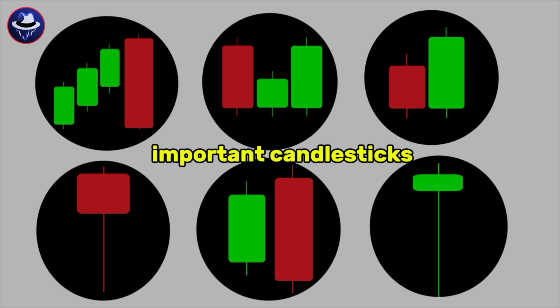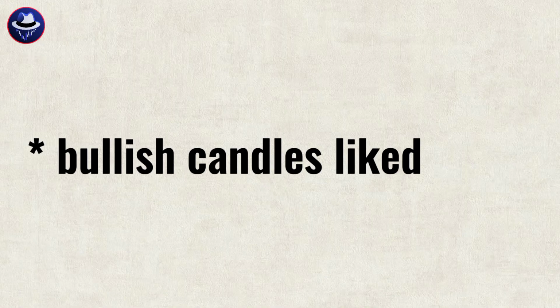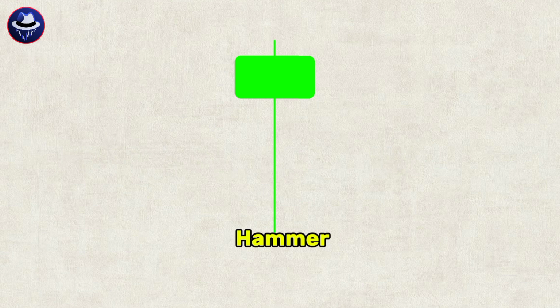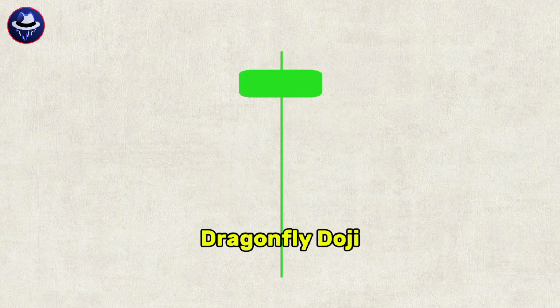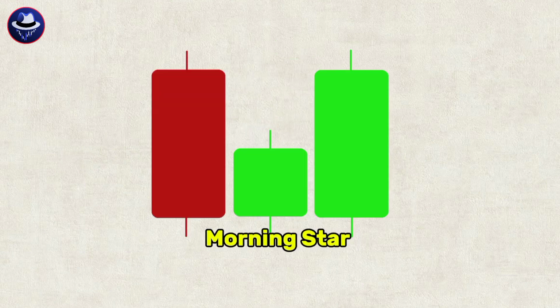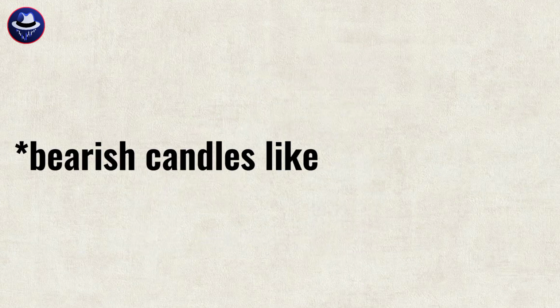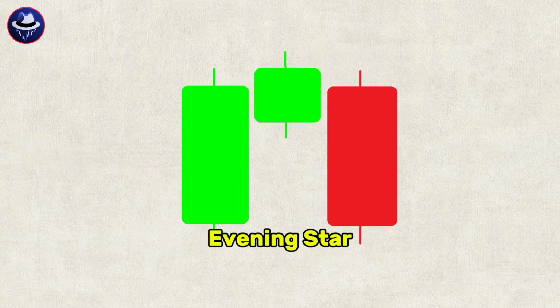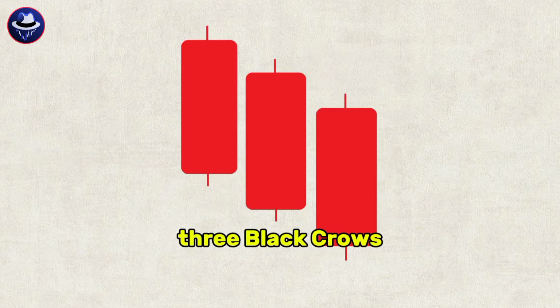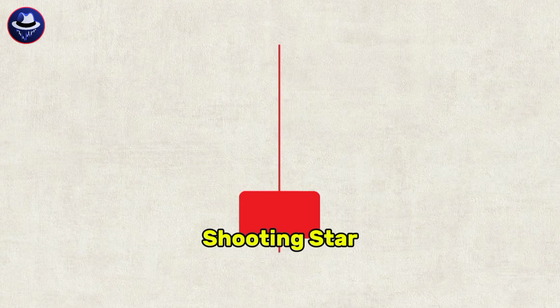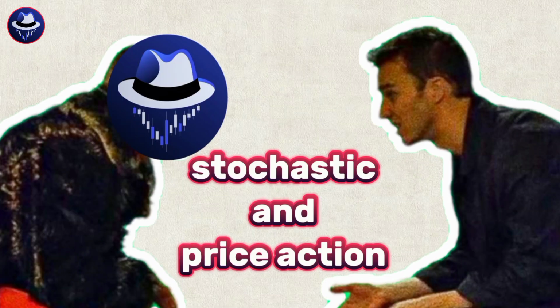First, a quick recap of the important candlesticks you learned in the last 2 episodes. Bullish candles like hammer, bullish engulfing, dragonfly doji, morning star, 3-line strike, bearish candles like evening star, 3 black crows, hanging man, shooting star, bearish engulfing. Now let's get into our combo strategy using stochastic and price action.